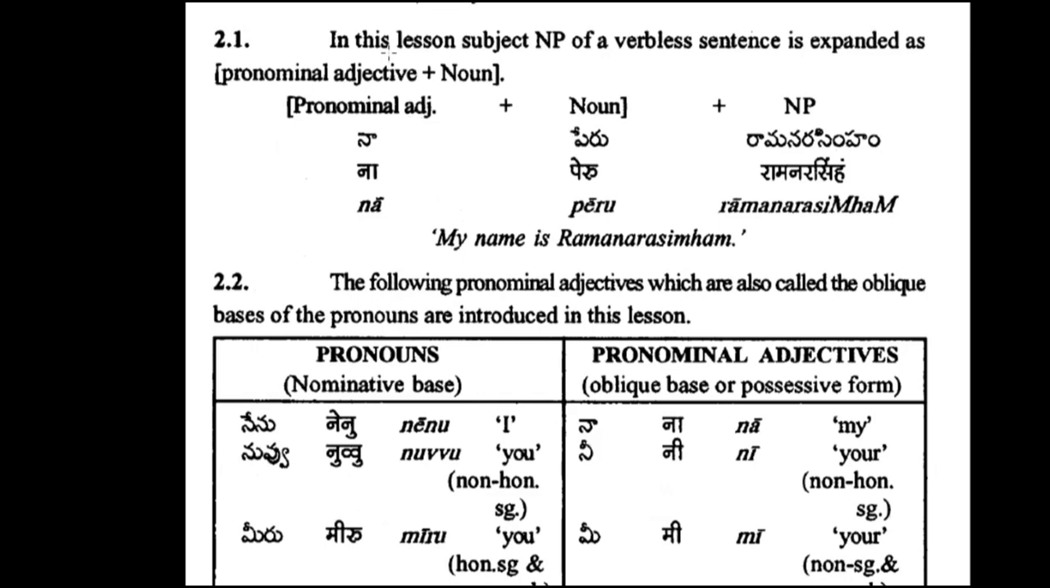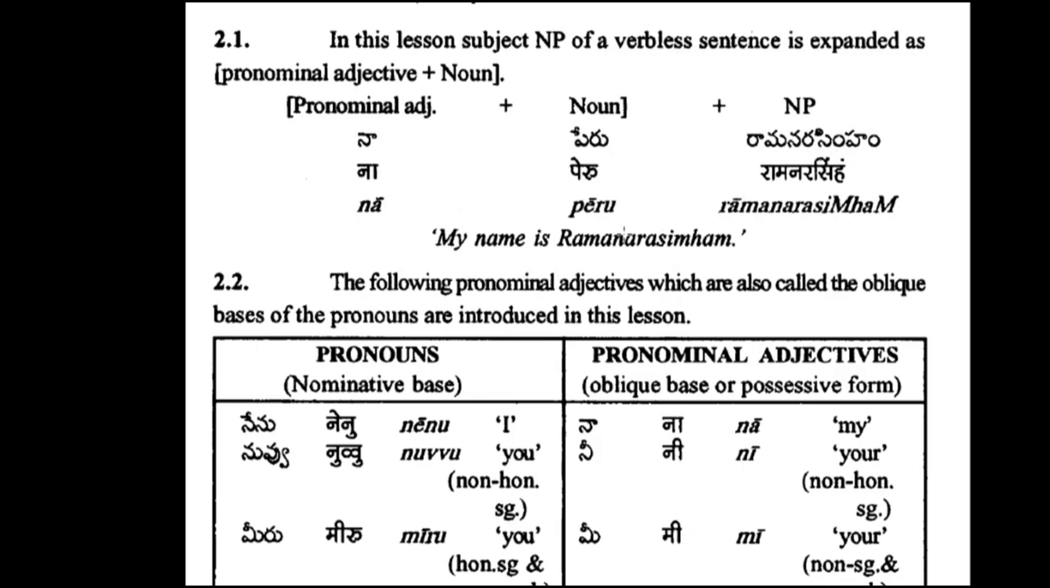Okay, let's see this one. In this lesson, the subject NP of a verbless sentence is expanded as pronominal adjective plus noun. Let us see the example sentence. The pronominal adjective is na. This is like the possessive, na. Na is called in English grammar a pronominal adjective. The noun is this one, peru. NP. So, na peru Rama Narasimham.